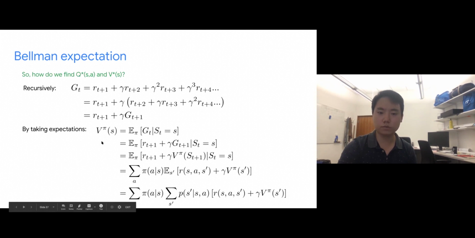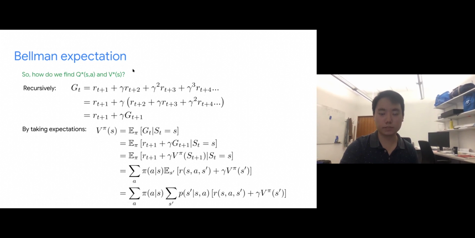And this equation is one of the most important equations in reinforcement learning. These are called your Bellman expectation equations.